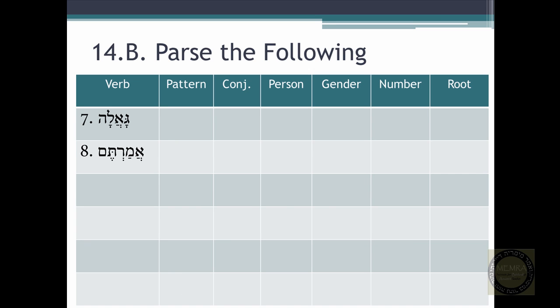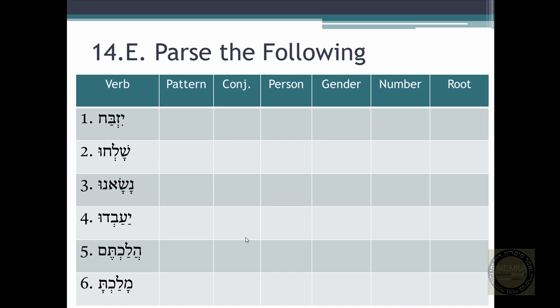Number 7, in that same set, ga'ala. Does it have a prefix? No, it does not. So we know it's qal perfect, and which one ends with qamets? That's going to be third feminine singular from ga'al. And lastly, amartem. Does it have a prefix? No. Of course, the tem ending telegraphs once more second masculine plural. So qal perfect second masculine plural from amar.